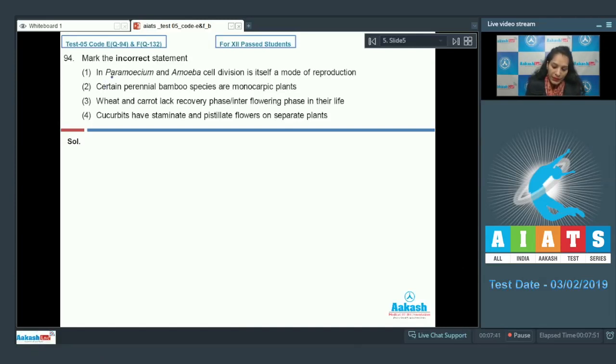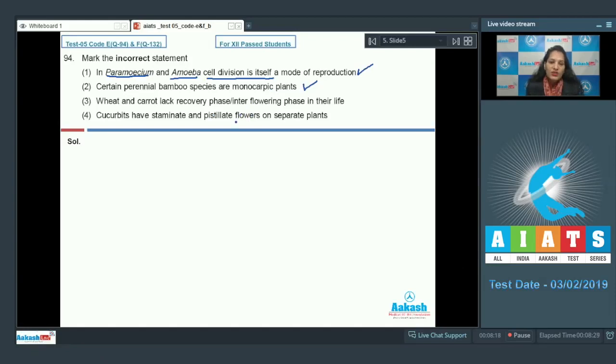First option, in paramecium and amoeba, both are unicellular. The cell division is itself a mode of reproduction. Yes, in unicellular organisms, the growth is synonymous with the reproduction. When they divide, the number of cells increases. This is a mode of reproduction too. So this is correct. Certain perennial bamboo species are monocarpic plants. Yes, it is also true.